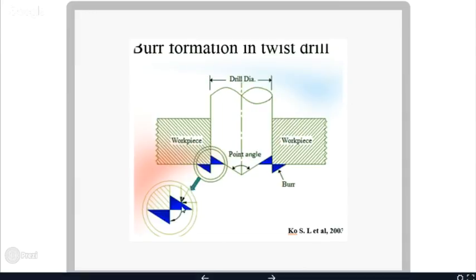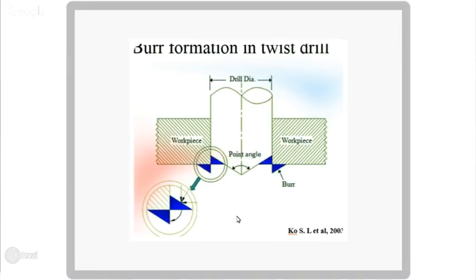Now what happened here? This component rotates this uncut portion of the material and places it somewhere here. We call this portion a burr. This diagram is given by Co and SL in the year 2003. This is a basic burr formation in the conventional drilling process.